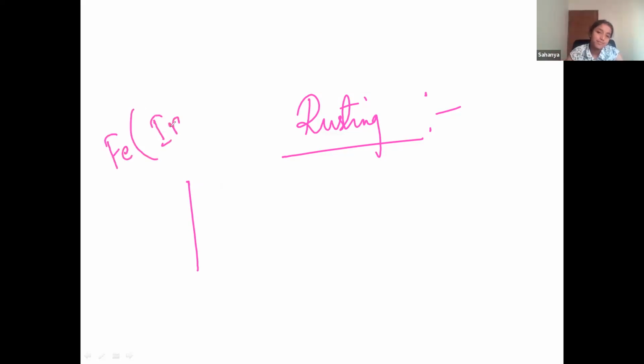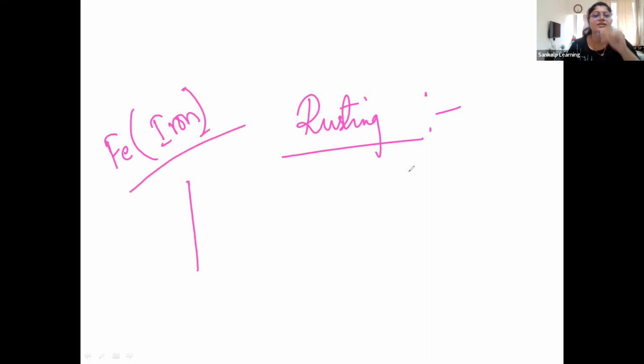When iron comes in contact with water and oxygen, it forms rust. Iron is first like steel, with a slightly metallic color. But if you don't paint it and just keep it open to air and moisture, what will happen? It starts rusting. Rusting means it turns into a reddish brown color. So this is nothing but rusting.